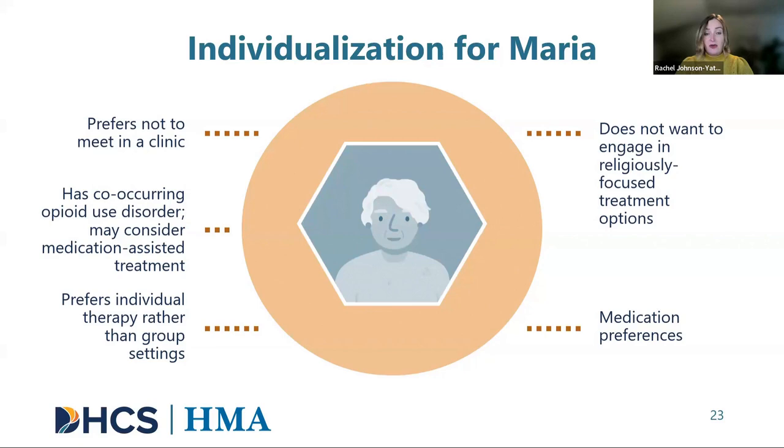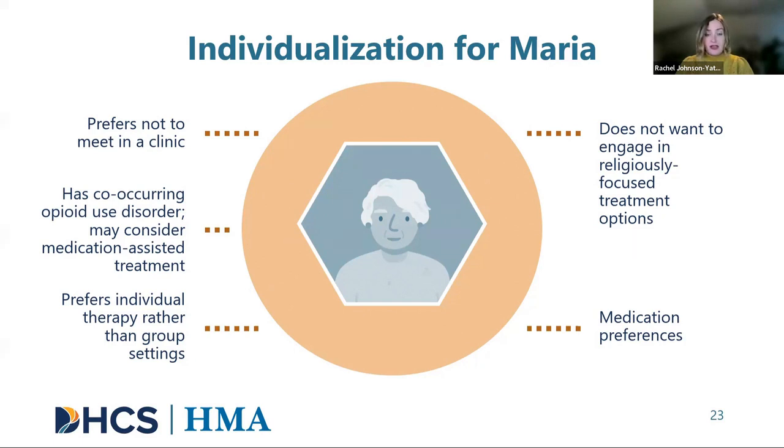Maria, we know, has co-occurring opioid use disorder, and she feels kind of back and forth about treatment, but she's willing to consider it and discuss outpatient options such as medications for addiction treatment. She prefers individual therapy rather than group therapy because group therapy can feel very overwhelming and very overstimulating. And as we consider the idea that she doesn't like being in closed spaces, we can see how group therapy would probably feel too much for her.